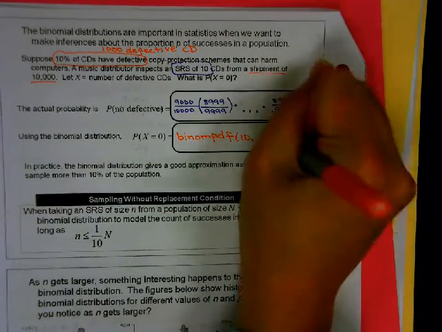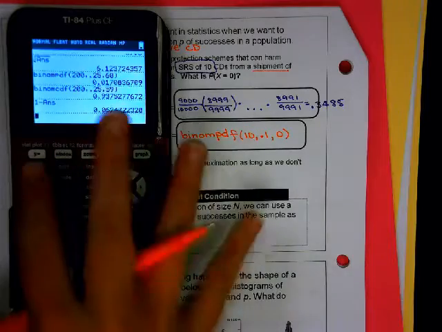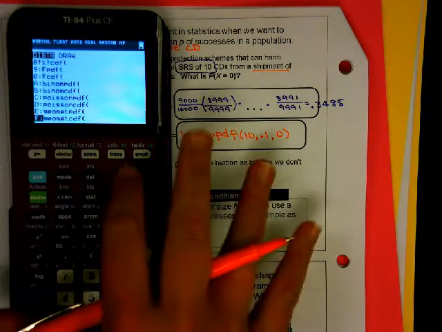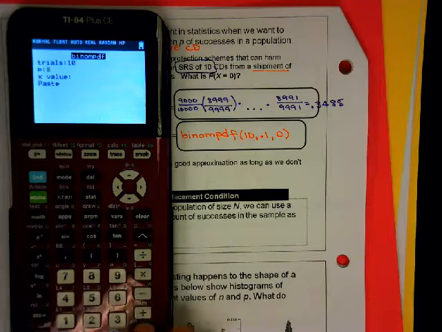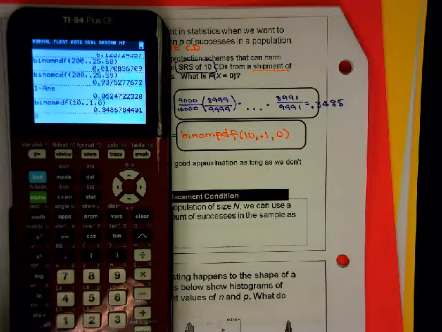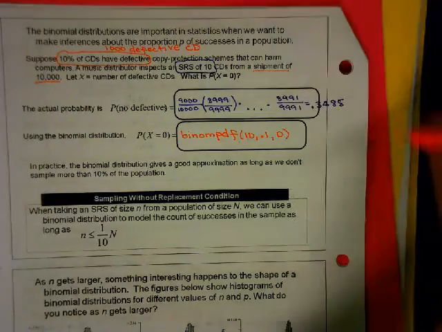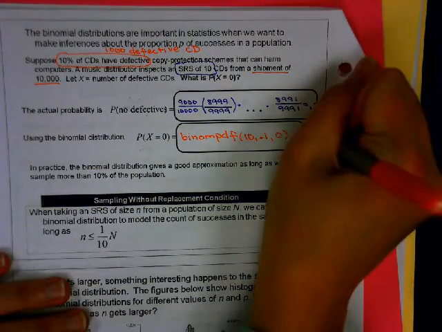So 10 trials, 0.1 for our probability, and we're interested in 0 of them. So we get 0.3487. Pretty similar to the actual probability. Only off by 0.0002.